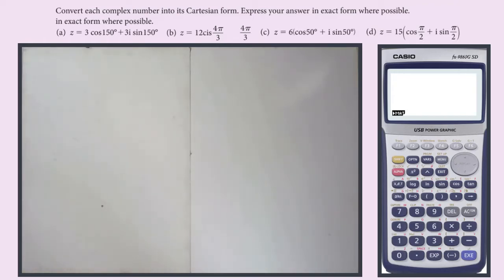Convert each number into its Cartesian form. Express your answer in exact form where possible. So if we can't evaluate sine and cos of the angle without a calculator, then we will use the calculator.